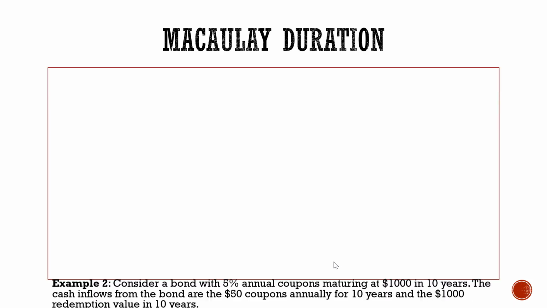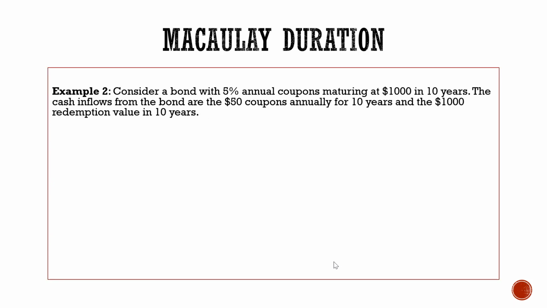Now we are going to consider an asset with multiple cash flows, such as a coupon bond or mortgage. Example 2. Consider a bond with 5% annual coupons maturing at $1,000 in 10 years. The cash inflows from the bond are the $50 coupons annually for 10 years and a $1,000 redemption value in 10 years. So to define the duration for a combination of multiple cash flows, it seems reasonable for duration to be defined as some kind of average of the duration of the individual cash flows.